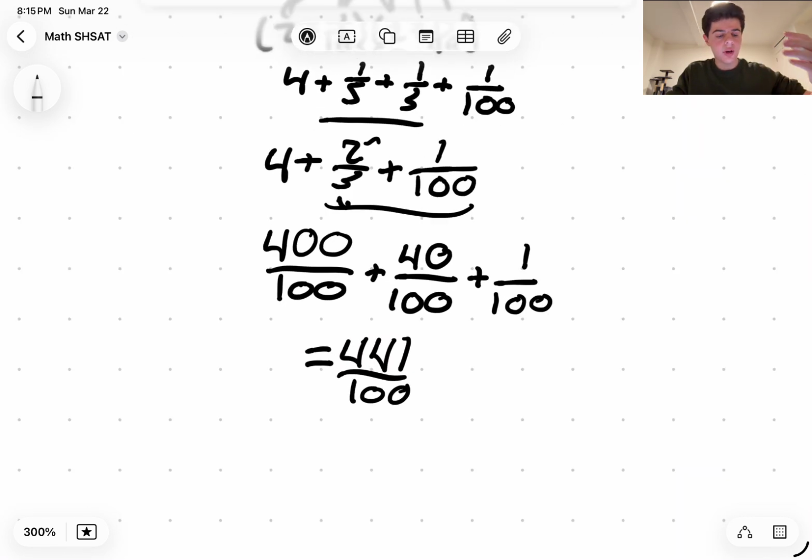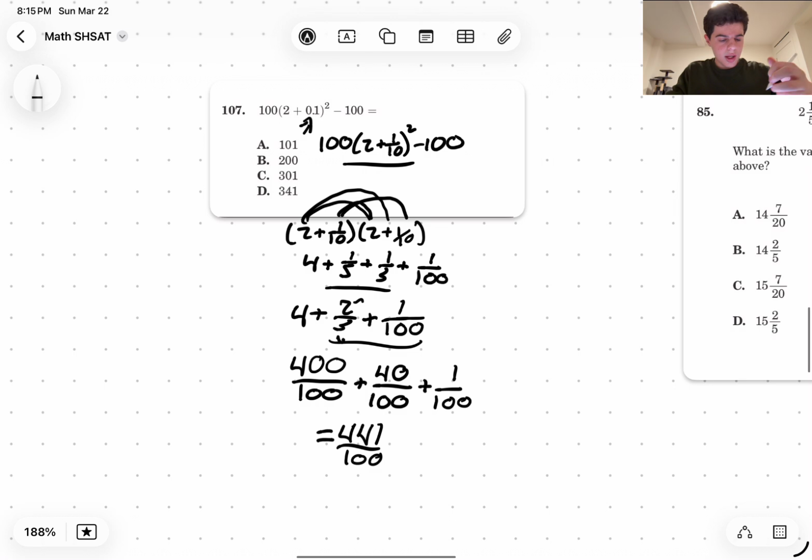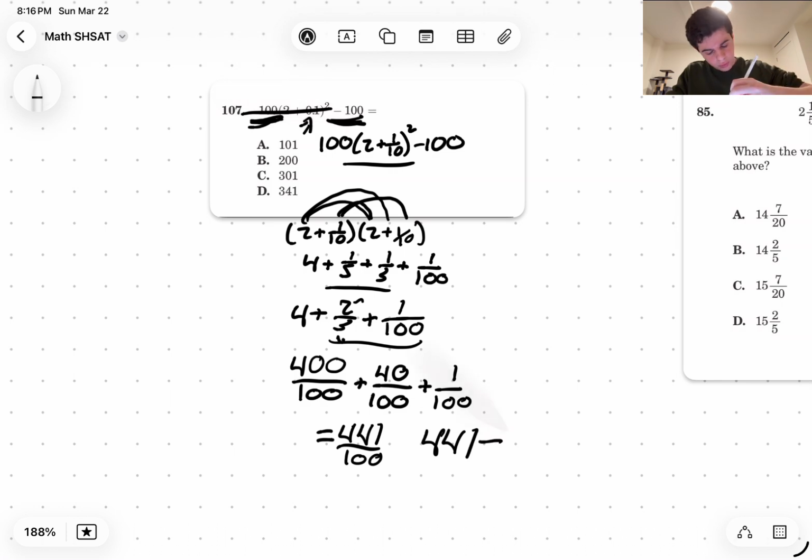So that's the part inside of the parentheses. But now we see that we have to multiply by 100. So 441 over 100 times 100 is just 441. And now that we've done that, you have to just subtract 100. So 441 minus 100 is 341, which is answer choice D.